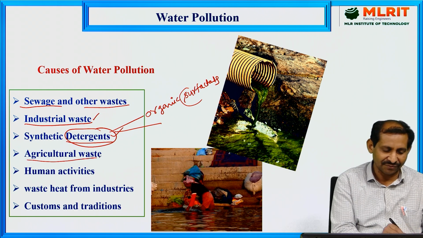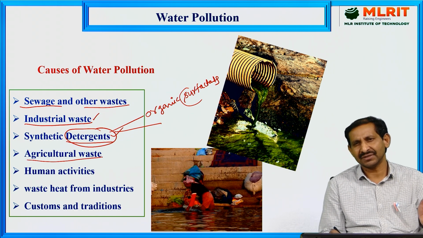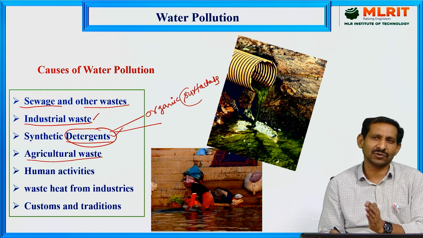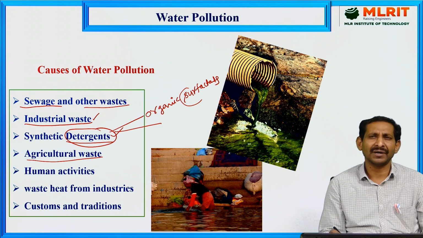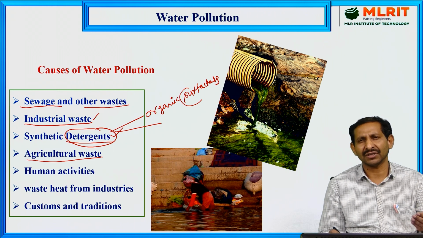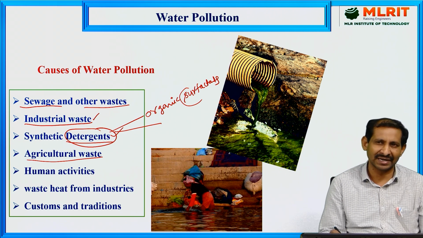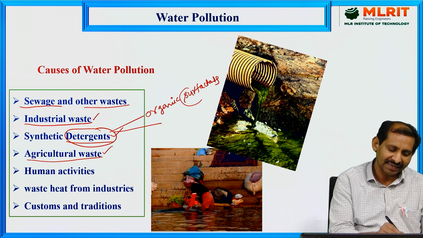Then agricultural waste. Agricultural waste means when water runs off from agricultural sources, like nutrient-enriched water, that will be mixed with nitrogen, phosphorus, potassium or ammonia. These all enter into the water bodies, and the water will automatically be polluted. That is called eutrophication, which we discussed in the previous slide. So that is the agricultural waste.